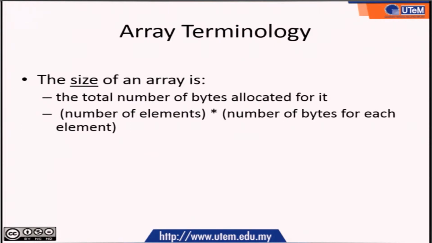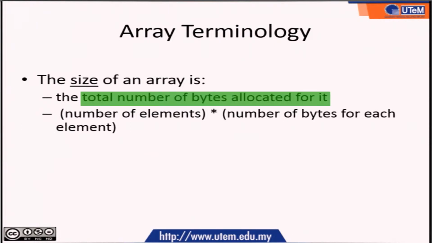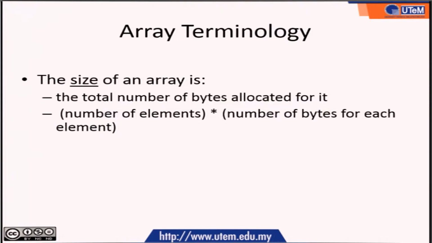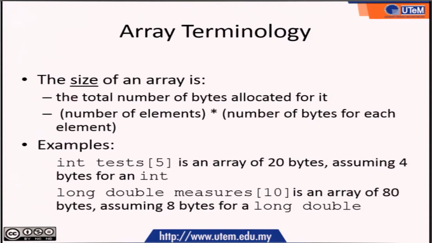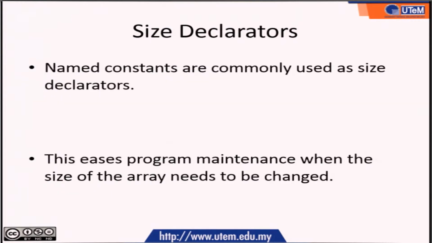The size of an array refers to the total number of bytes allocated for it, which means the number of elements multiplied by the number of bytes for each element. For example, int test[5] is an array of 20 bytes, assuming 4 bytes for an integer. Another example, long double measures[10] is an array of 80 bytes, assuming 8 bytes for a long double.